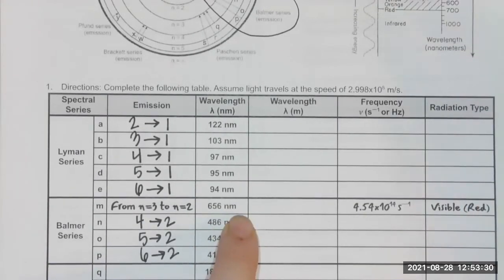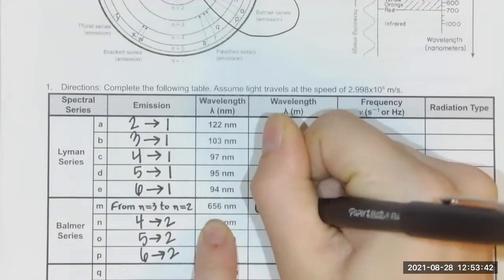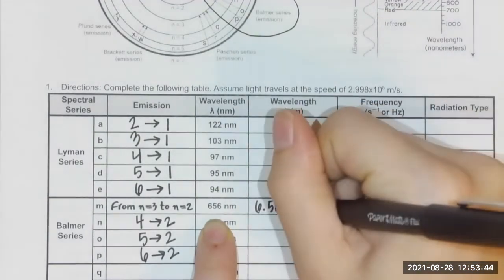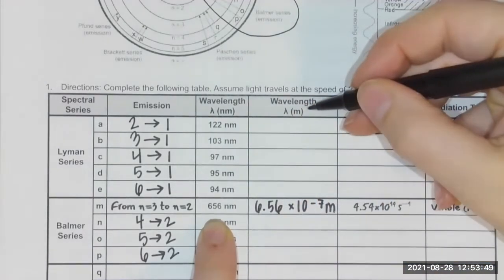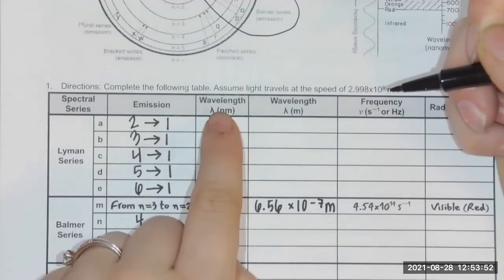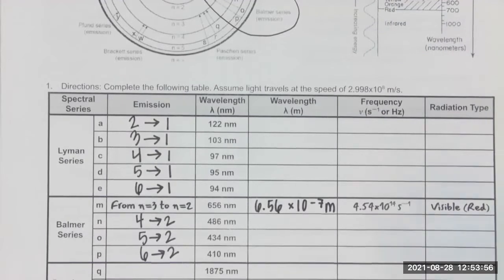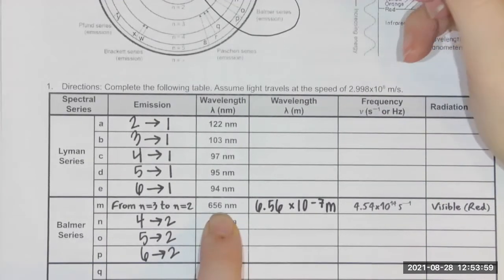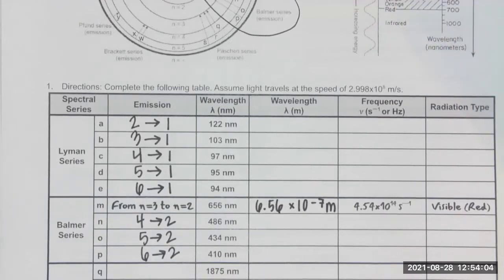656 nanometers. If you want, you're welcome to use a calculator to convert, but I know that a 3-digit number in nanometers is just going to be the decimal form times 10 to the -7th power meters. So we're just converting nanometers to meters. And the 656, that was the one that corresponded to red.